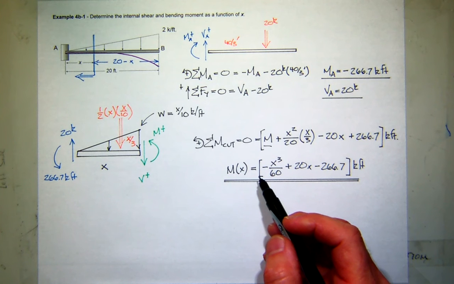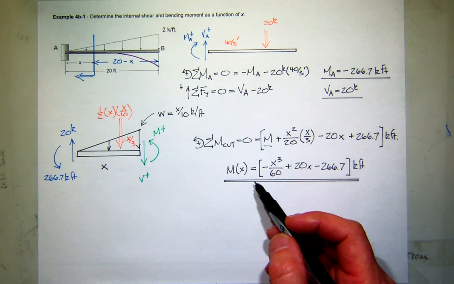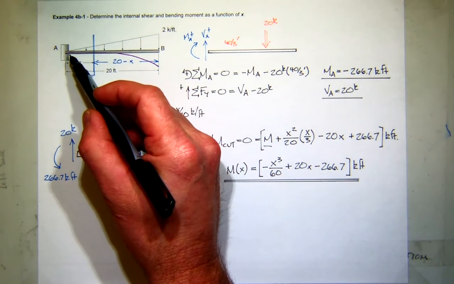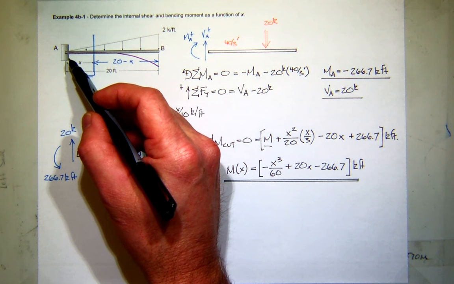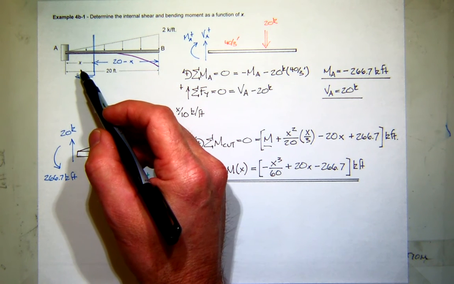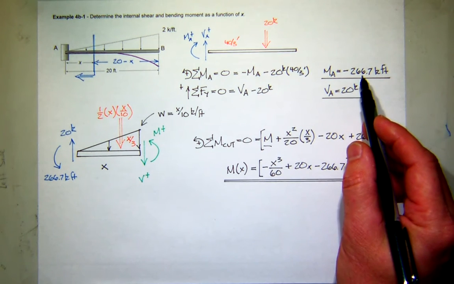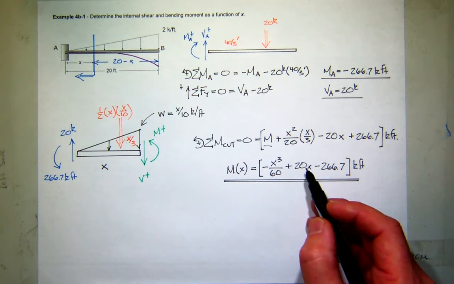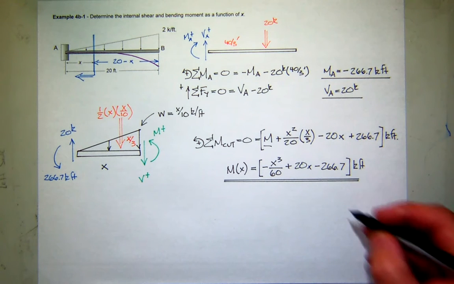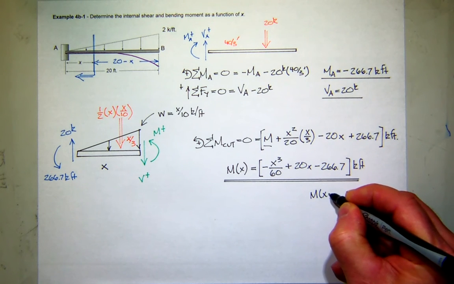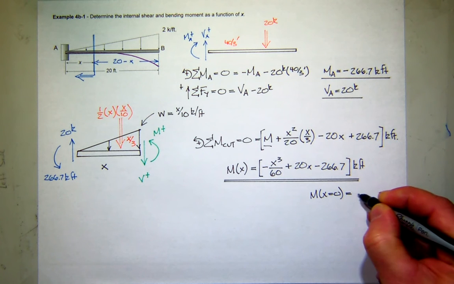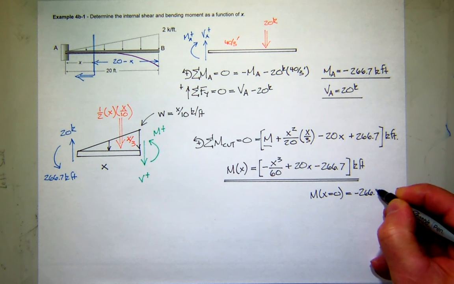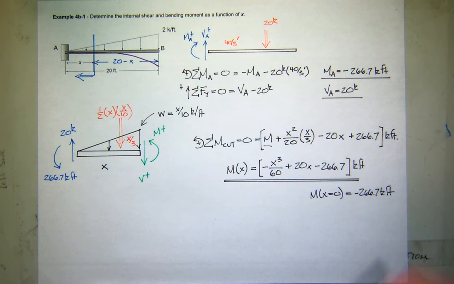Do you know the bending moment anywhere in this structure? Do you know the bending moment at A? What is it? We solved for it, didn't we? It's negative 266.7. If I put in x equals 0 here, do I get negative 266.7? So I know the bending moment at x equals 0 should be minus 266.7 kip feet. Is that true? Does my equation give me that? Yes. Green check mark.